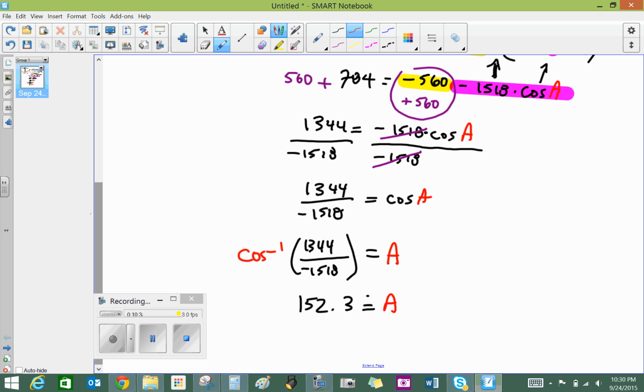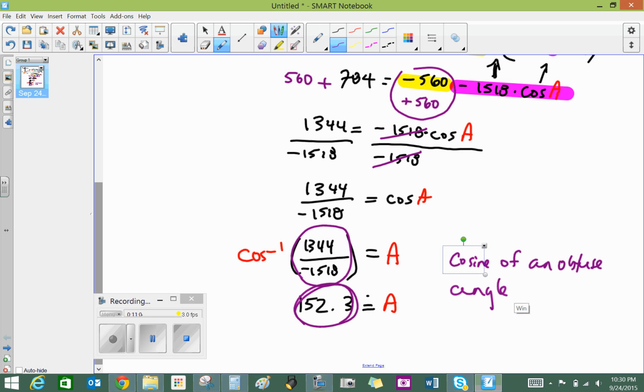Okay, so this value here makes sense, okay, because we know that if you can see this here, right, that's a negative ratio. So we know that the cosine of an obtuse angle is negative. So that's a good sign that we've calculated that correctly.